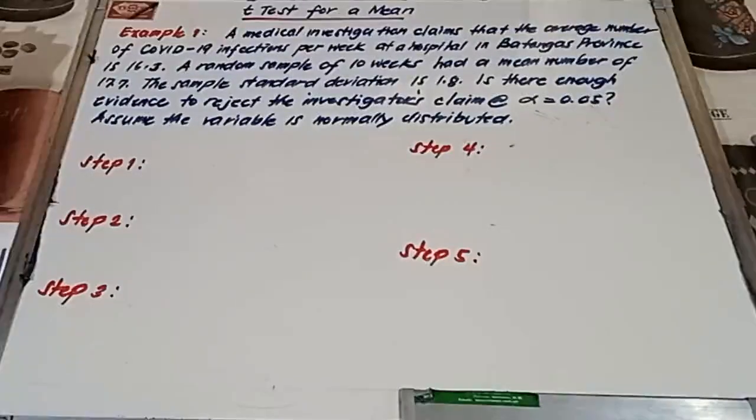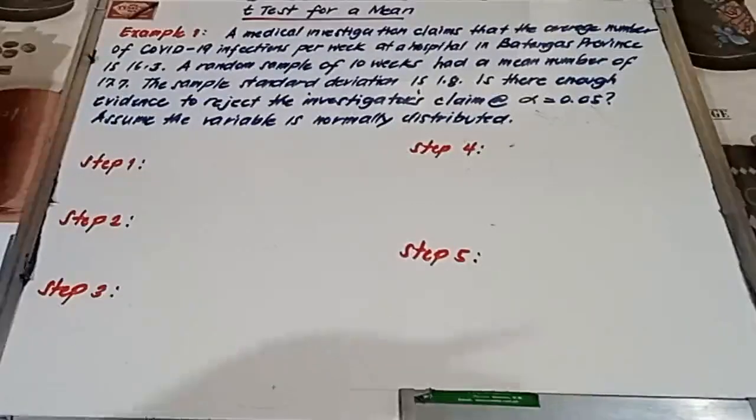Okay? Example number 1 says, a medical investigation claims that the average number of COVID-19 infections per week at a hospital in a Batangas province is 16.3. A random sample of 10 weeks had a mean number of 17.7. The sample standard deviation is 1.8. Is there enough evidence to reject the investigator's claim at alpha equal to 0.05? Assume the variable is normally distributed.